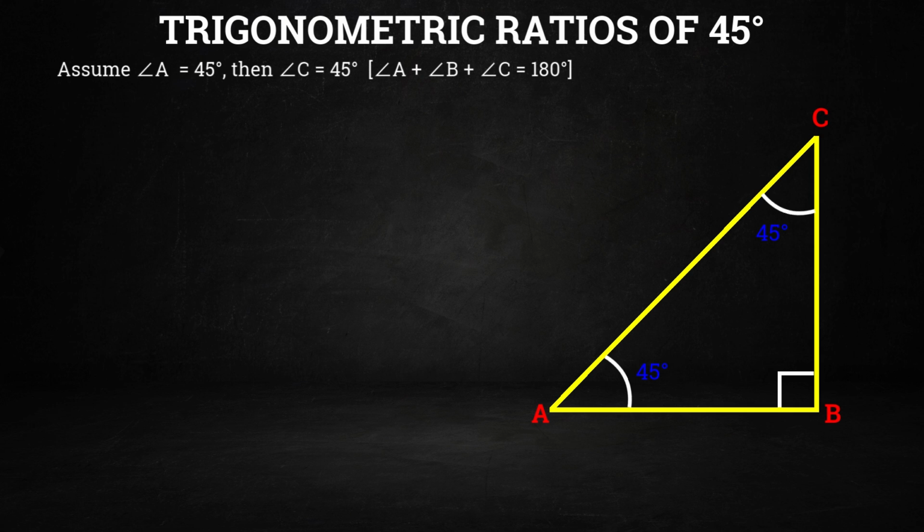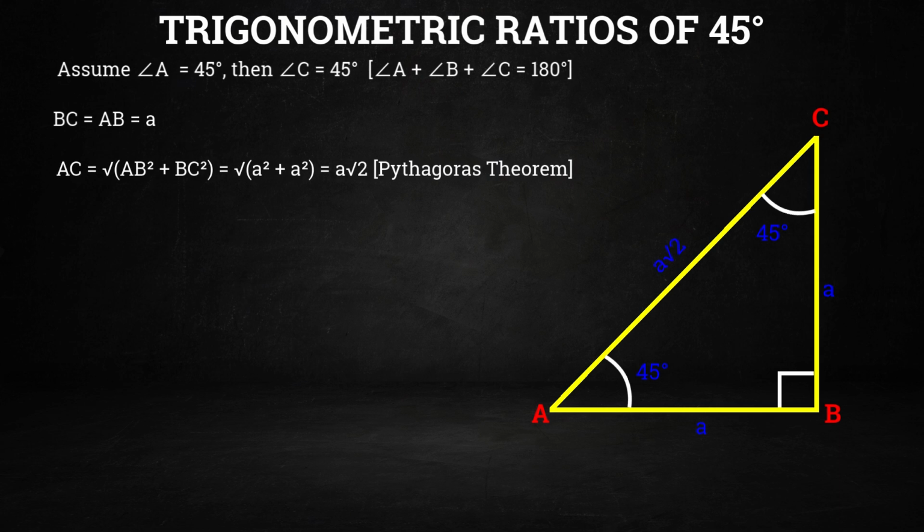Since the two angles are equal, the two sides opposite to them must also be equal. So, BC equal to AB. Let us assume both sides are equal to a unit value, say, A. Now, applying the Pythagoras theorem, we find the value of hypotenuse AC as A root 2.